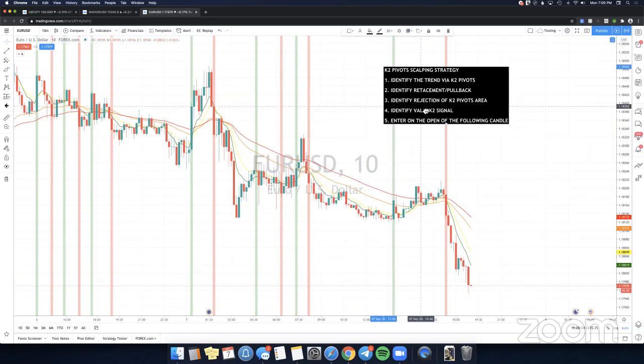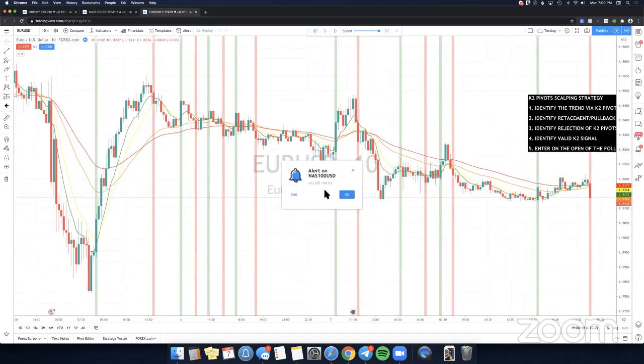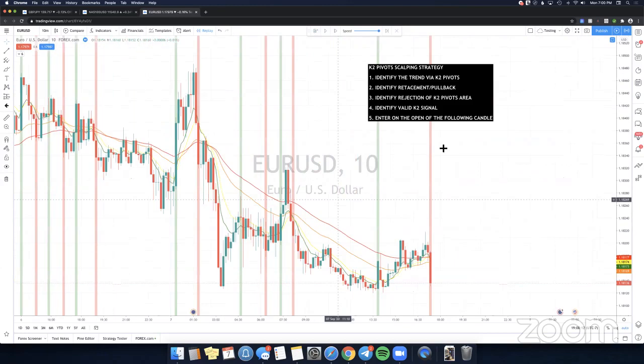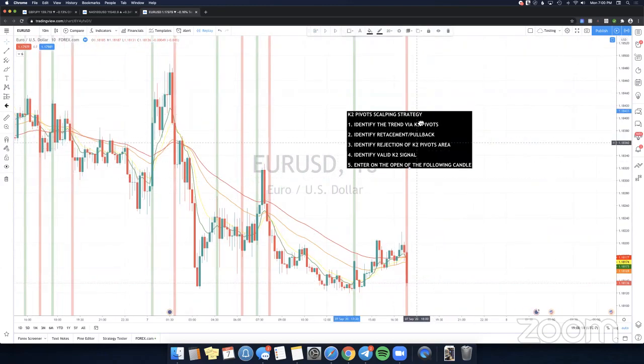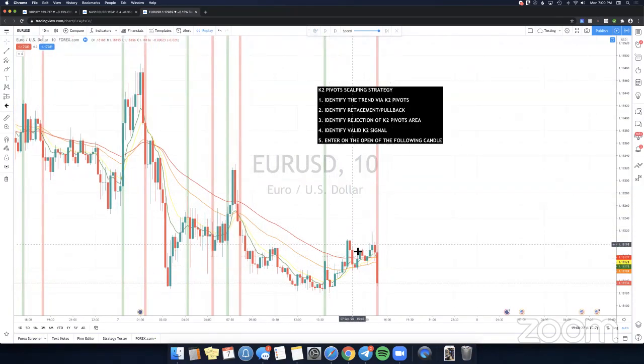So yeah, first we'll start with this trade right here, since this is one of the valid entries. So basically, we're going to identify the trend, looking at the K2 pivots. In order to identify the trend, you want to make sure that the candles are below the pivots, the pivots are angling the same direction, and they're spread out. It's self-explanatory. So right here, you can see that they're kind of crossed up, but you can just look back at the previous movement back here. That price is trending down.